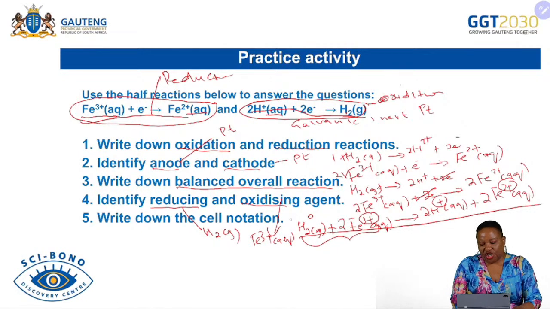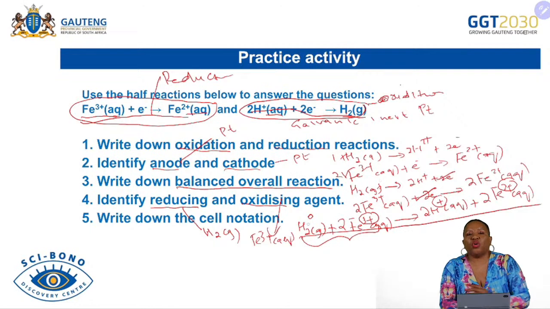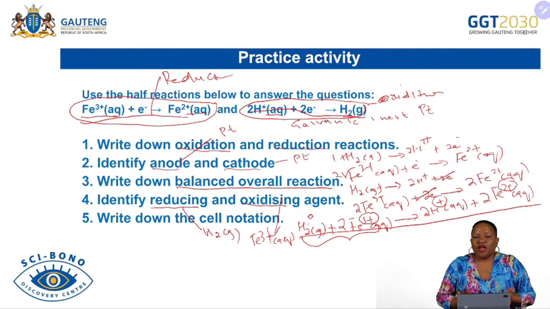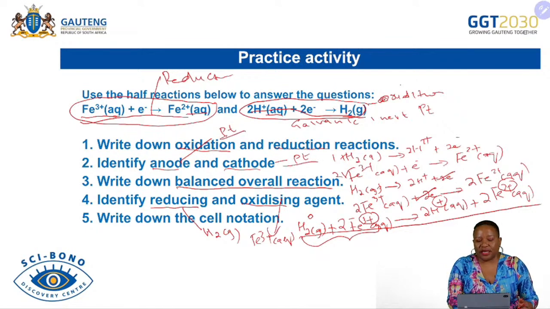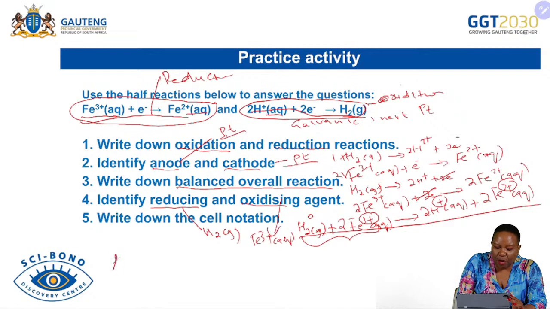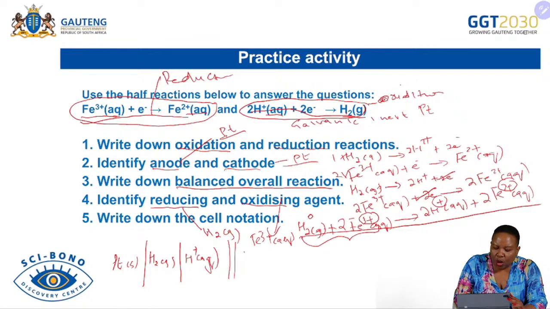And then the cell notation. Now remember, on the cell notation, we need to know how we assemble our cell if we want our cell to function. In our case, remember, our cathode and our anode were both platinum. So we start with platinum for our anode, which is a solid, and then a phase boundary. And then we go to hydrogen gas, which is our reducing agent. And then a phase boundary, we go to our H+, which is aqueous. And then a salt bridge, we go to our Fe3+, which is aqueous.